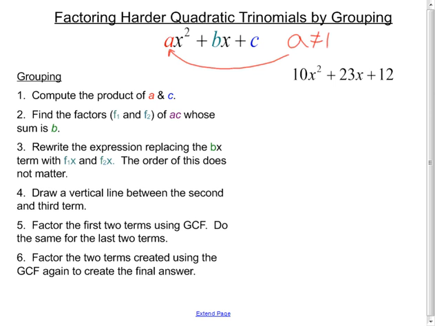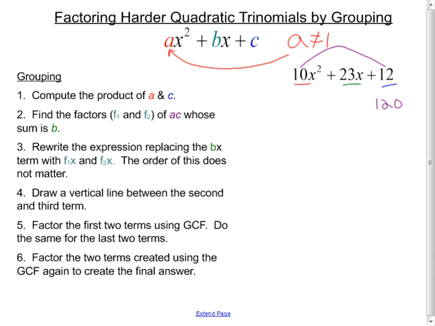Okay, so if we're going to factor this example where it says 10x squared plus 23x plus 12, I'll just run through these steps. Okay? The first thing you want to notice is that a, b, and c in this problem are 10, 23, and 12 respectively. Okay? So step 1 says compute the product of a and c. And in doing so, I see that a times c is 10 times 12, which is 120.